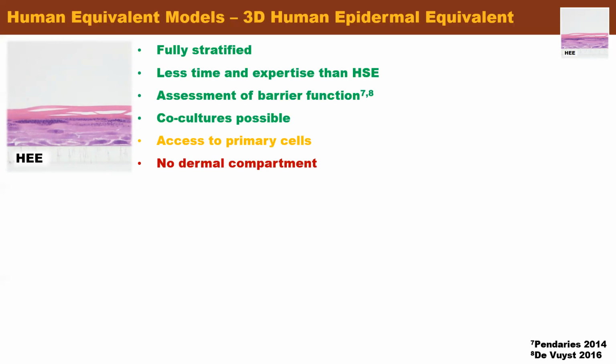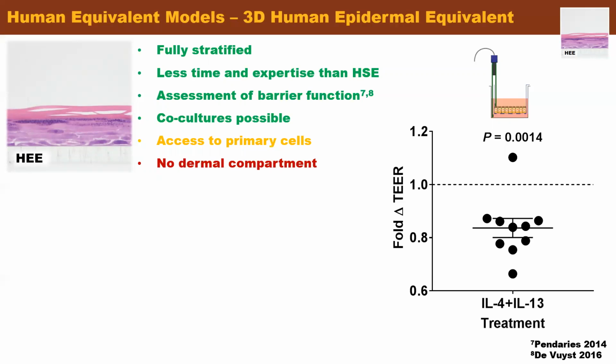A key application of 3D human epidermal equivalents is the ability to assess barrier function. As primary cells in this culture system are responsive to Th2 cytokines, we see a significant decrease in resistance after treatment with interleukins 4 and 13. Another experimental advantage of this model is the ability to stain whole tissue, in this case, whole intact epidermis.